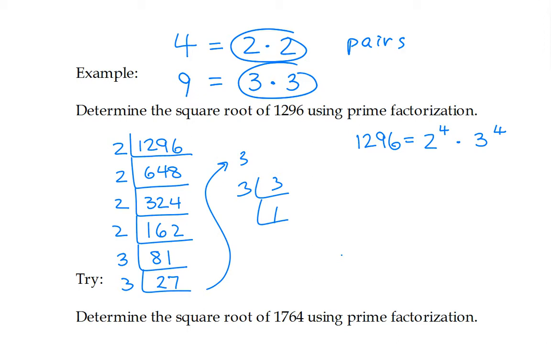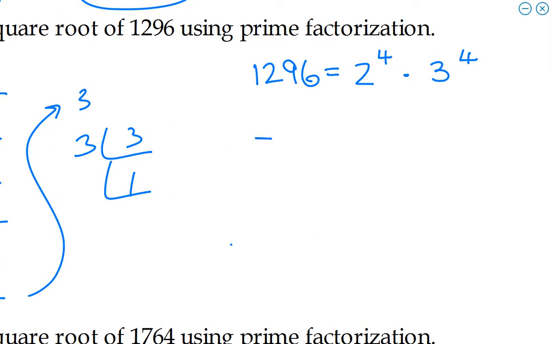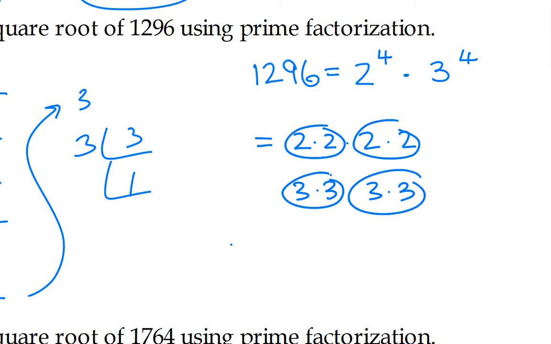Good. You've got to make a length and a width out of the same value, right? So perfect squares come in pairs. So for 1296, how many pairs do you have for the 2's? 2 pairs, right? And for the 3's, you also have 2 pairs.